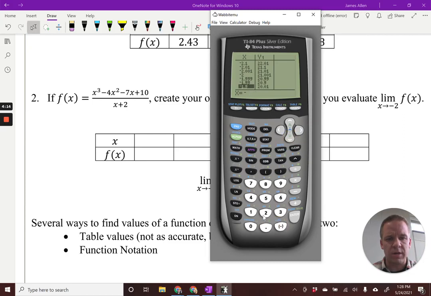What if I just did straight up negative 2? Let's just try it. I get an error, and that does make sense. As we said, if I plug in negative 2, I'm going to be dividing by 0, so it should be undefined. I'd get an error. Let's fill in our table.